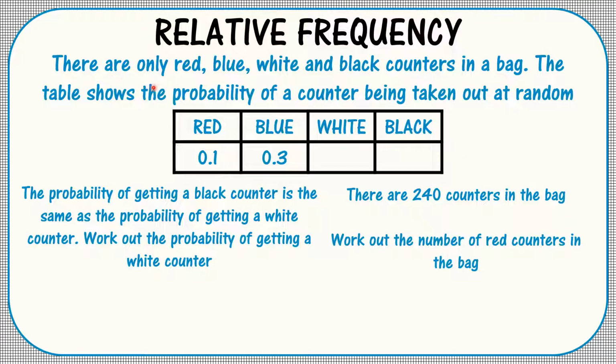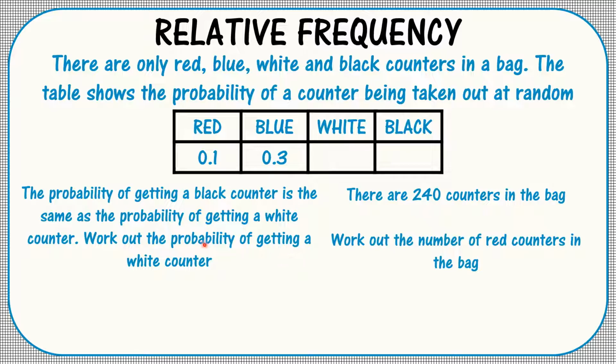There are only red, blue, white, and black counters in a bag. The table shows the probability of a counter being taken out at random. The probability of getting a red is 0.1, and we know that the probability of getting a blue is 0.3. What you should know is that all of these probabilities need to add up to 1. Let's go through the question. The probability of getting a black counter is the same as the probability of getting a white counter. Work out the probability of getting a white counter.